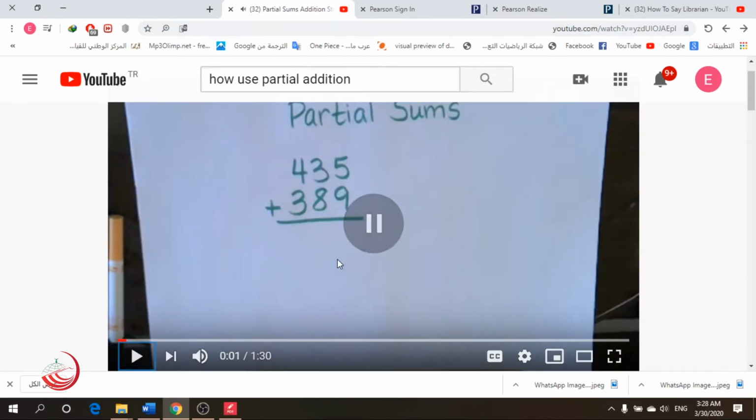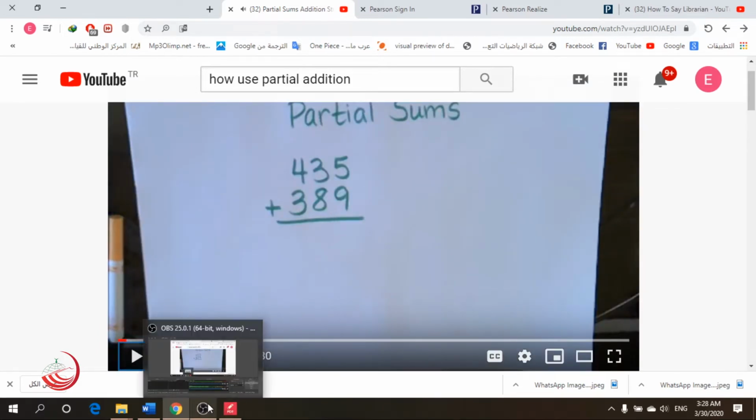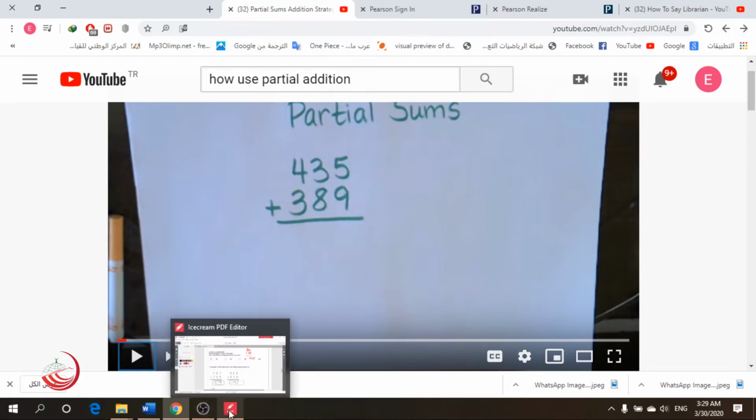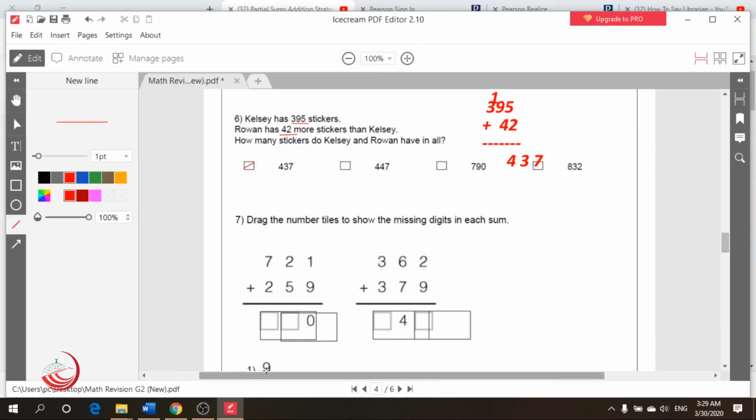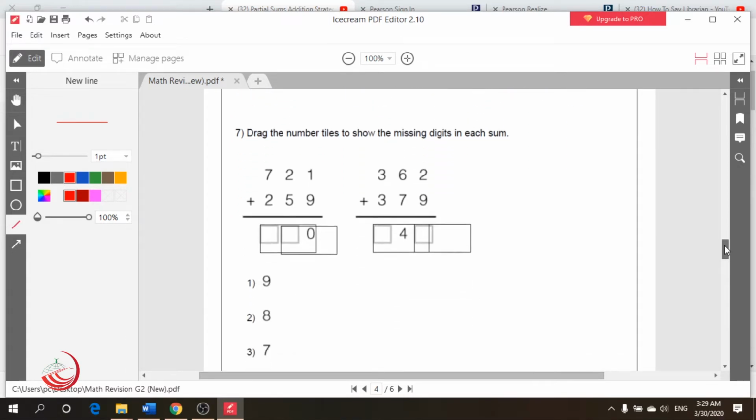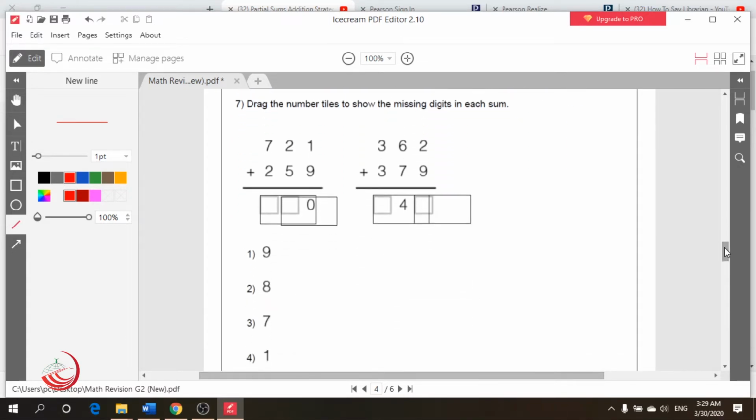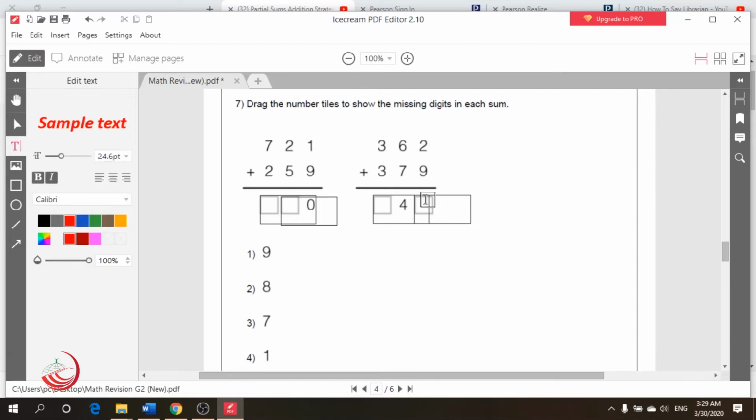So this was the video which explains for us the way of partial sum. Now let's go back to the math revision sheet and answer question number 7. Let's read the question. Drag the number tiles to show the missing digits in each sum. Here we are going only to add normally.